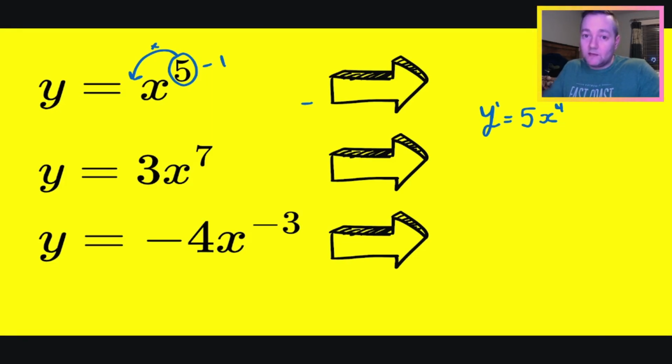Next one, the only thing different about this one is we have a coefficient. So when we have a coefficient, we multiply that coefficient. So 3 times 7, so y prime equals 3 times 7, which is 21, and then we subtract 1 from the exponent, so 7 minus 1 is indeed 6.